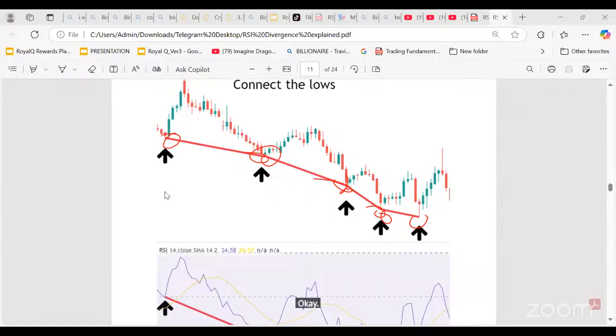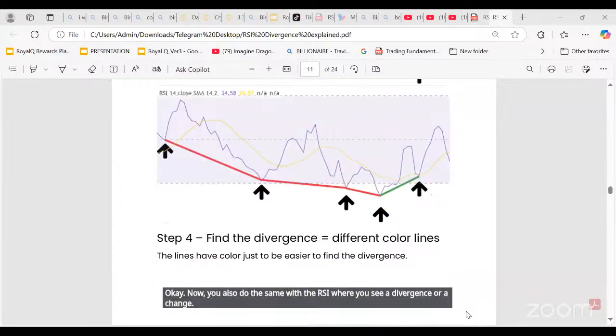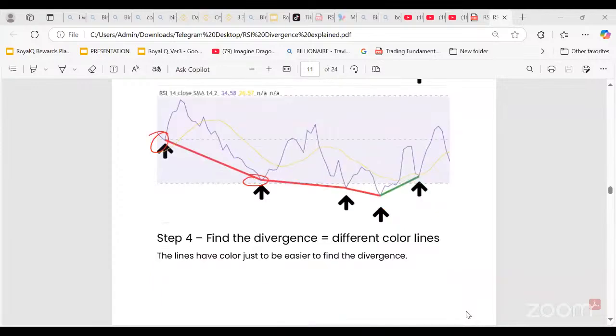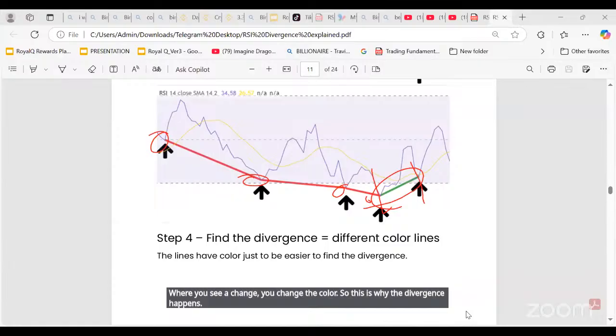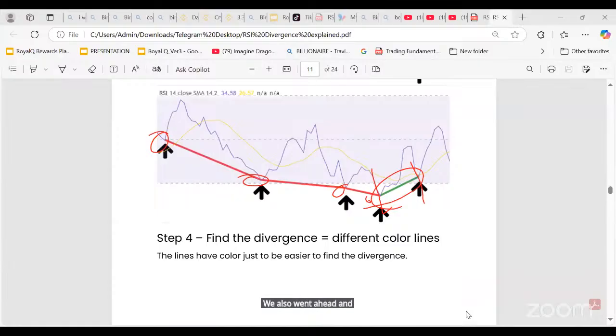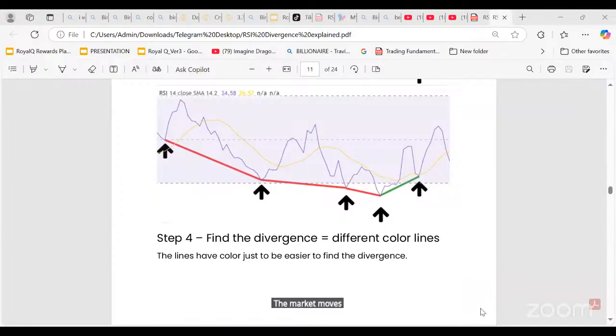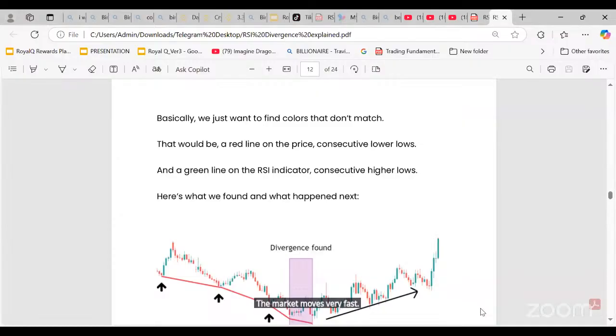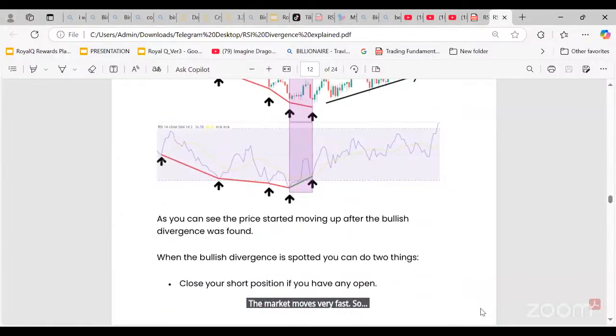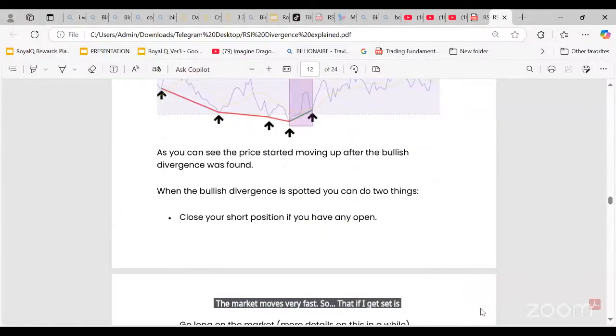Now you also do the same with the RSI, where you see a divergence or a change. Where you see a change, you change the color. So this is where the divergence happens. We also said that you need to note where you see divergence, in most cases, the market moves very fast. So the divergence is where our business is.